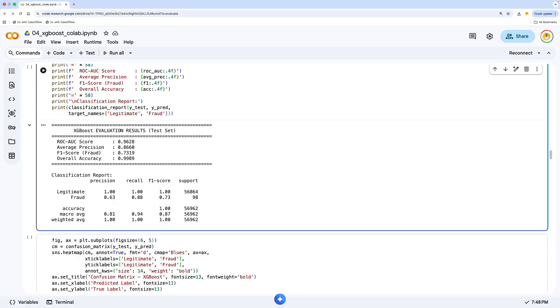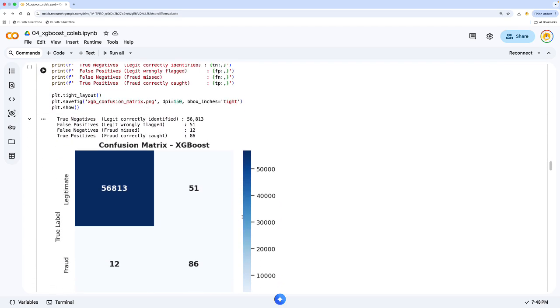Looking at the confusion matrix, out of tens of thousands of transactions, it only missed 12 fraudulent ones, while keeping false positives remarkably low, just 51. Because of its speed, its handling of complex data patterns and its high F1 score, XGBoost proved to be an incredibly strong model for this task. I will now pass it over to my teammate to present our next algorithm in our study. Thank you.